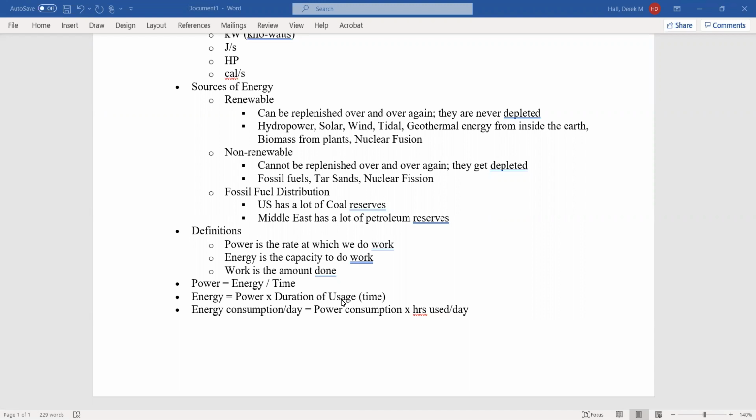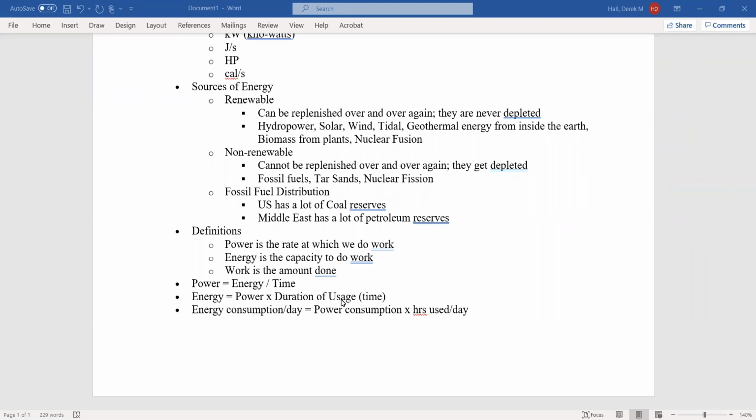So in covering all of these previous topics, you'll also note that there are a few important definitions. Power is the rate at which we do work, right? So it's how much work we can get done in a given amount of time. Energy is our capacity to do work, and work is the amount of things that we get done. And many of these are interrelatable.